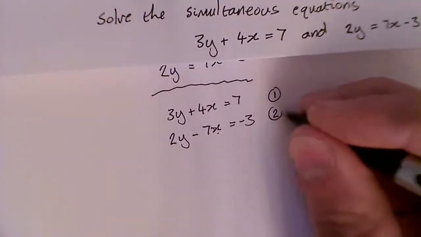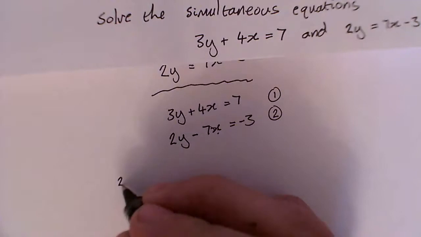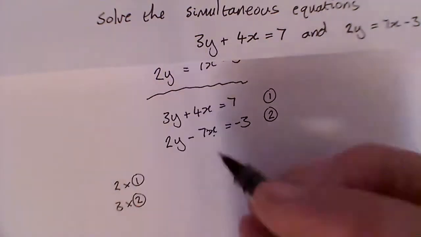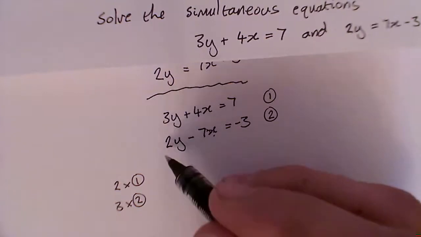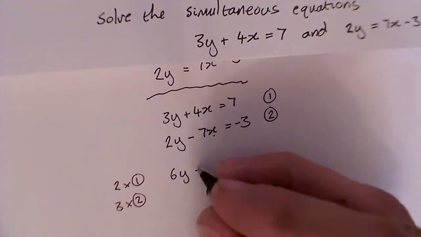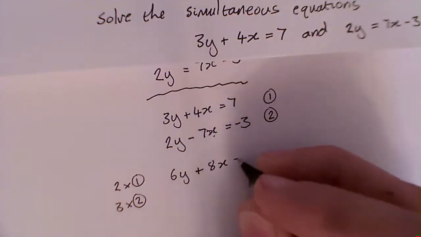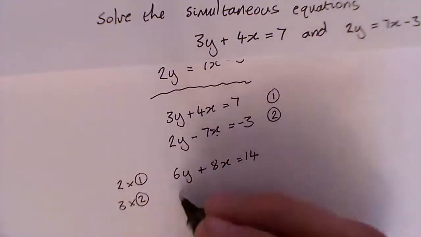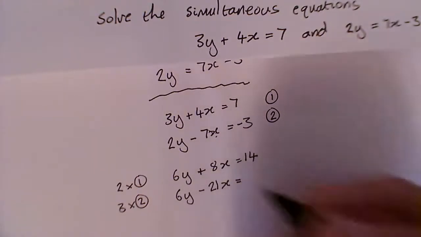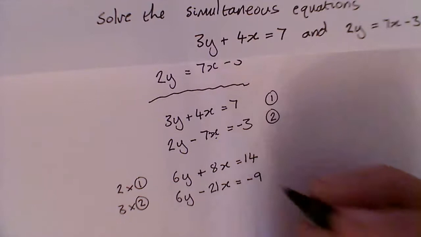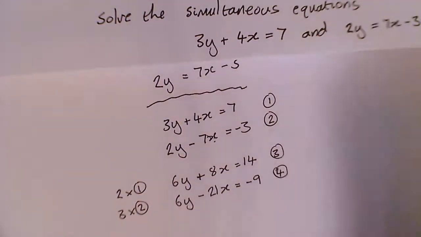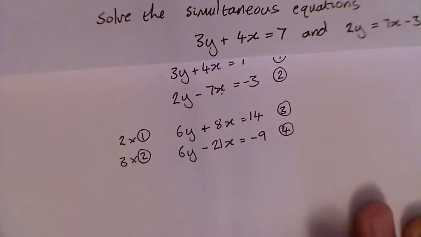So we'll number them 1 and 2. We will do 2 times equation 1, and 3 times equation 2, to get that common multiple. So that is 6y plus 8x equals 14. And down here, that is 6y minus 21x equals minus 9. Let's label those 3 and 4. Right, we can work with that pair.